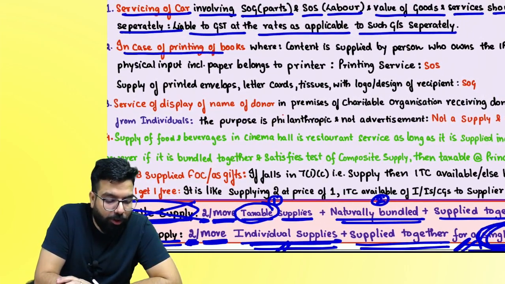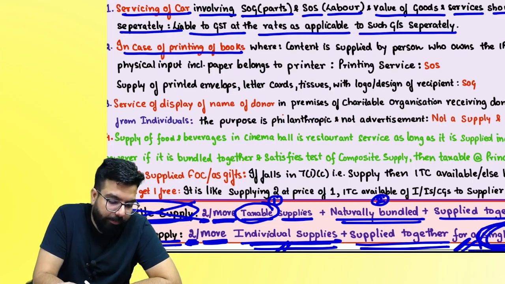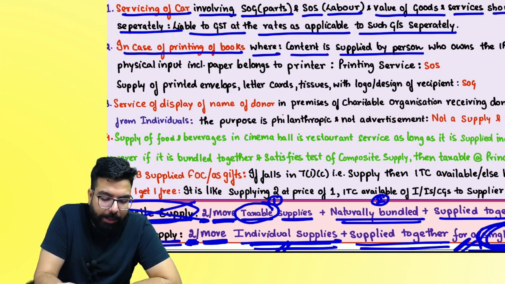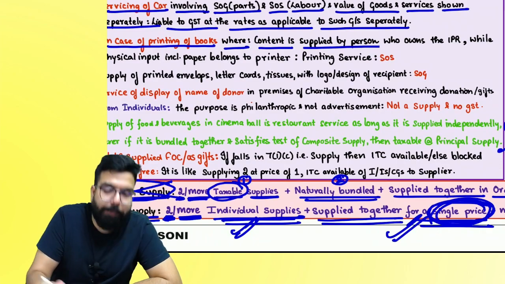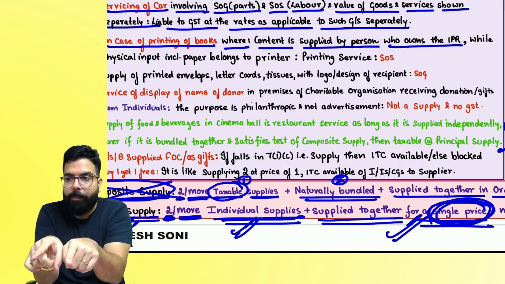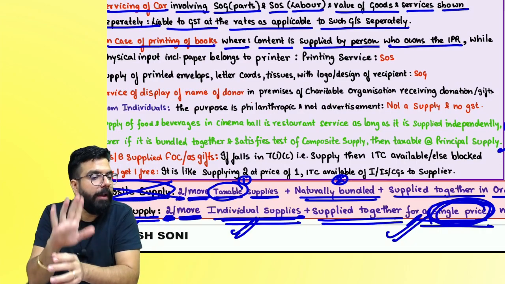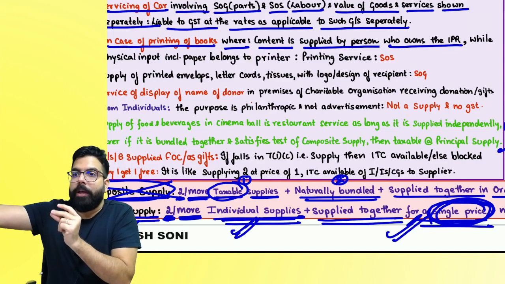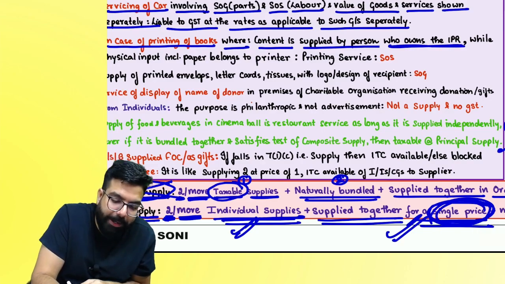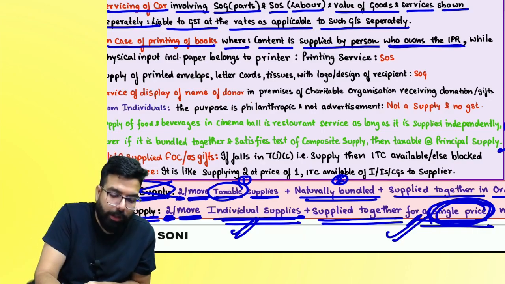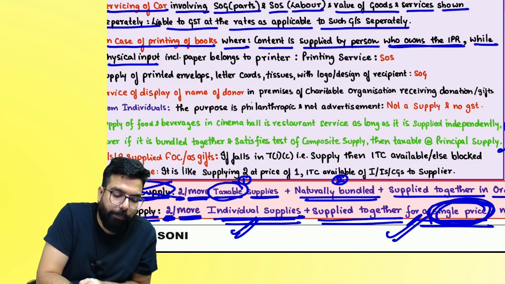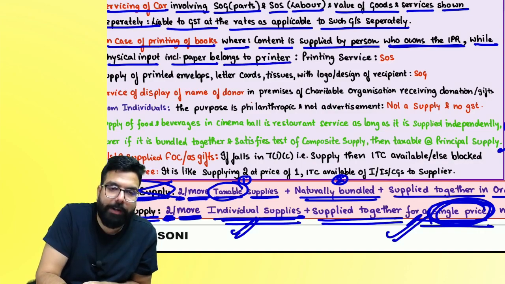Take the case of printing of books, where content is supplied by the person who owns the IPR. For example, I make the content of my book, a chart book. I gave it to the printer. He printed the content. While the physical input like paper belongs to the printer, then it's always a printing service, a supply of service.